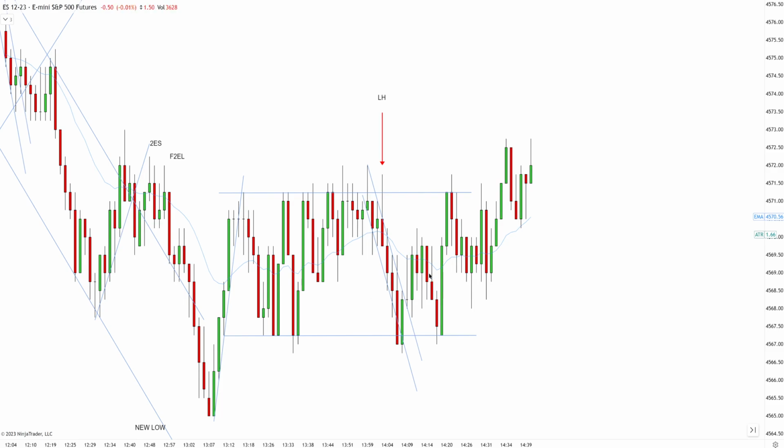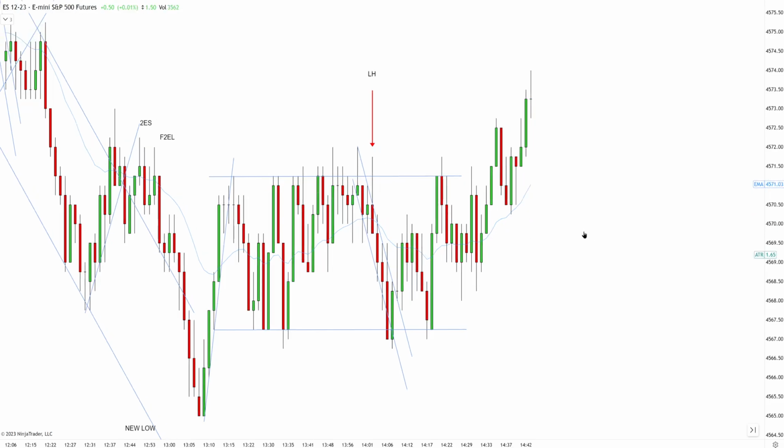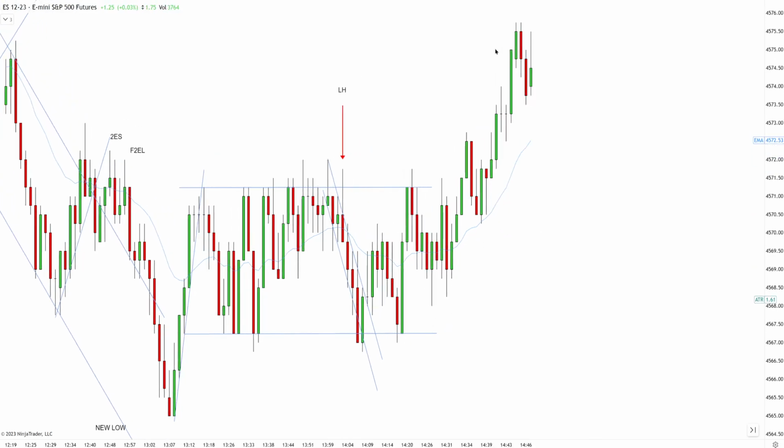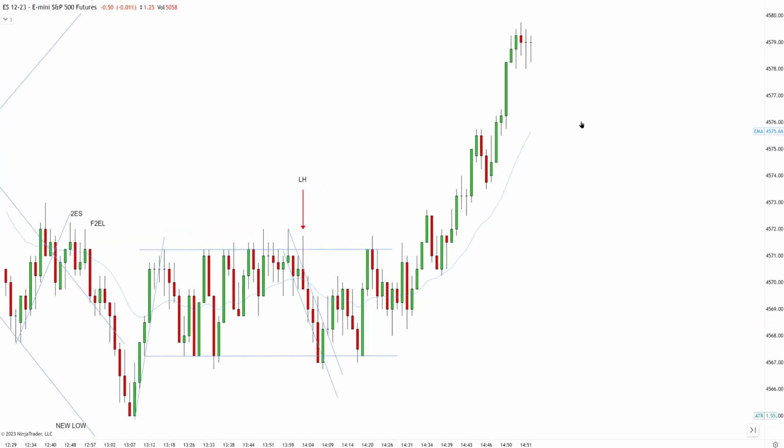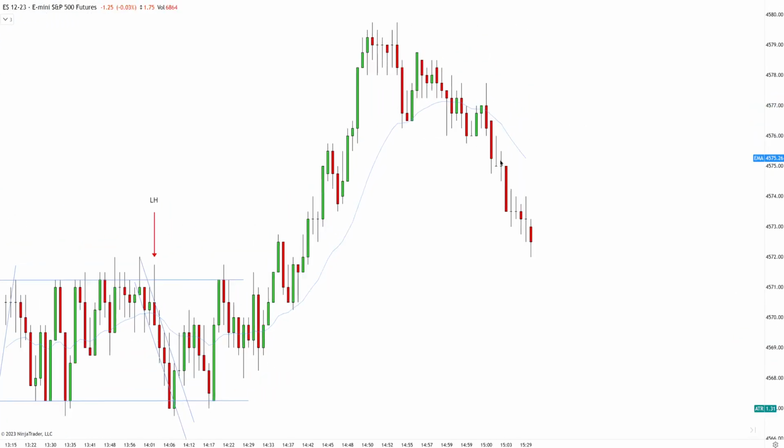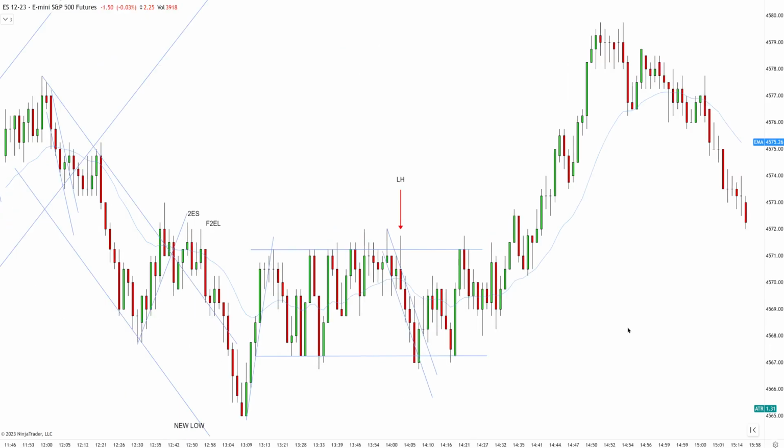Even though there's a second entry or failed second entry, it is so stacked, such a tight range, you know, you're better off just being patient here. We're breaking higher. Can we get a second entry long? We cannot, and now it's getting way too late and the market is about to close. Not that many good setups today.